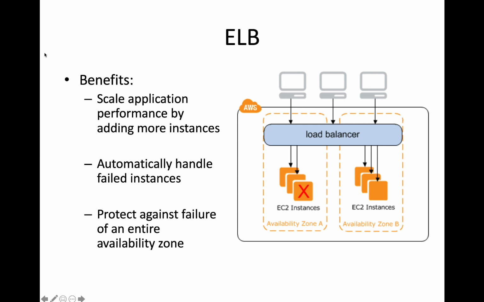If one or more of our EC2 instances were to fail, then the load balancer can detect that failure and automatically route requests to a web server which is available, which is responsive. That way, if we have web server failures, if we have infrastructure failure on our platform, that failure won't impact our customers.